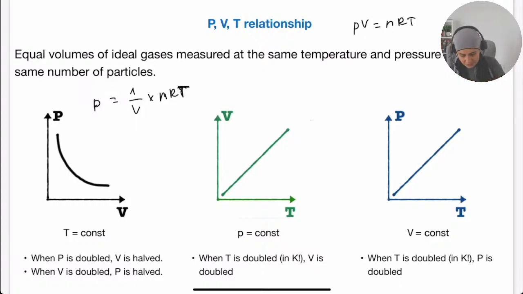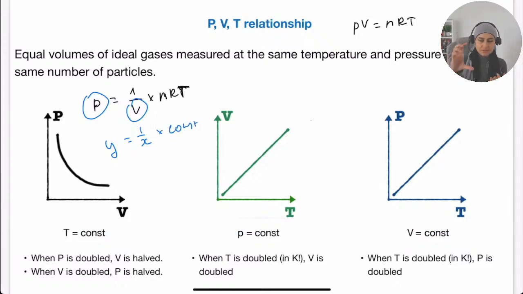So this is your x, and it's 1 over x. This is your y, and this is some constant. So you rearrange this and you see now the shape of the graph. It's y equals 1 over x. So that's a hyperbola, going like that. From math you should know the shape of this graph.